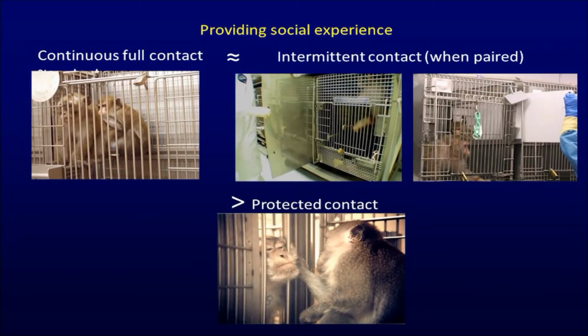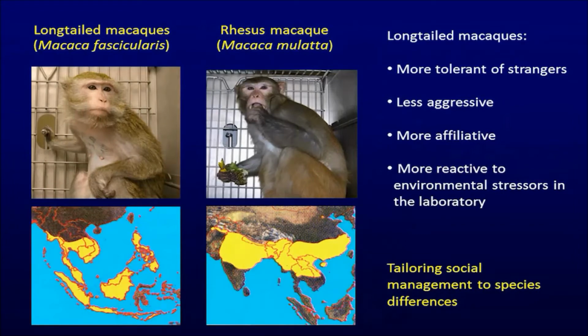So I think just from the study, I feel fairly confident in asserting that intermittent contact, at least when the animals are paired, confers most of the same benefits as continuous full contact. However, protected contact is clearly inferior to both those other forms of social housing. But the situation gets a little more complicated.